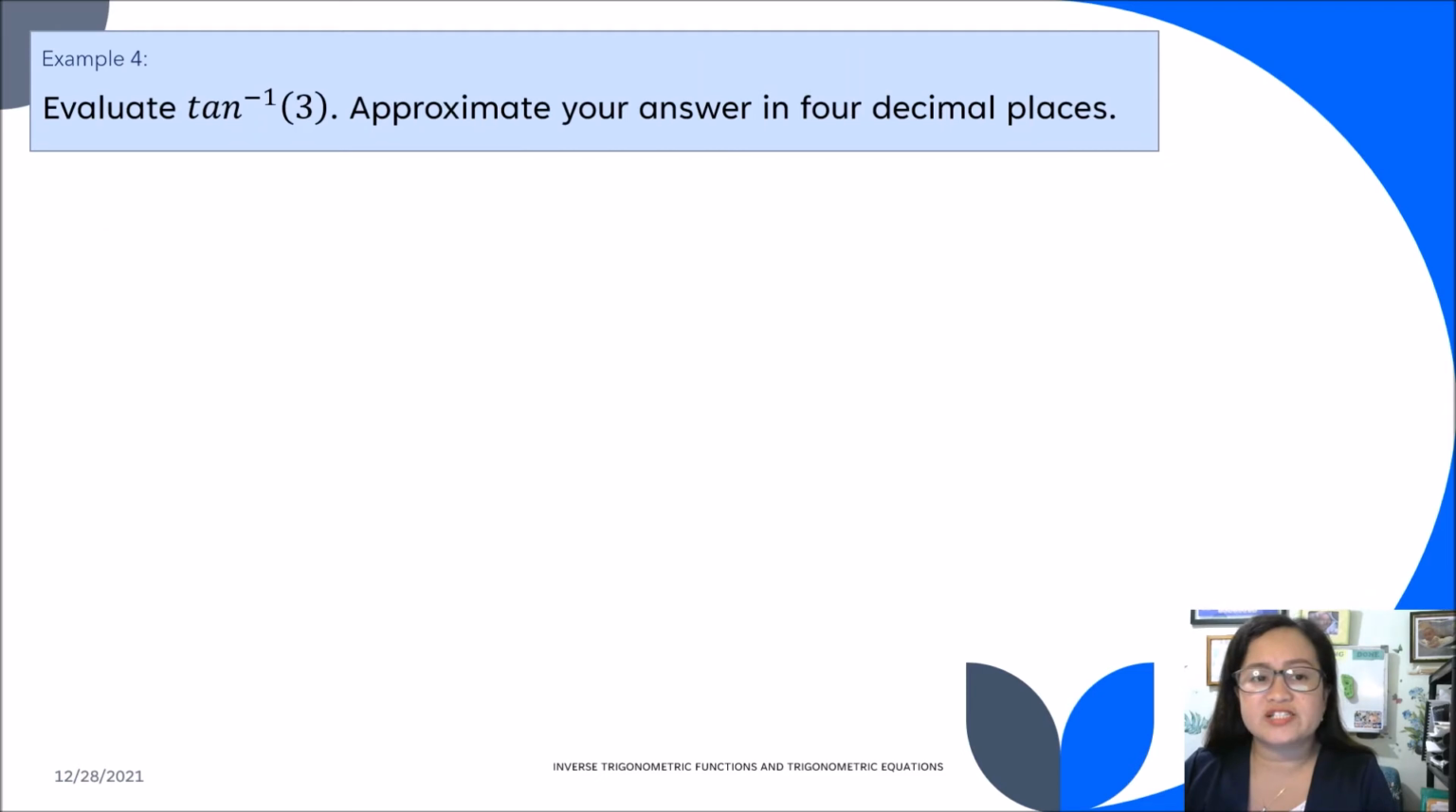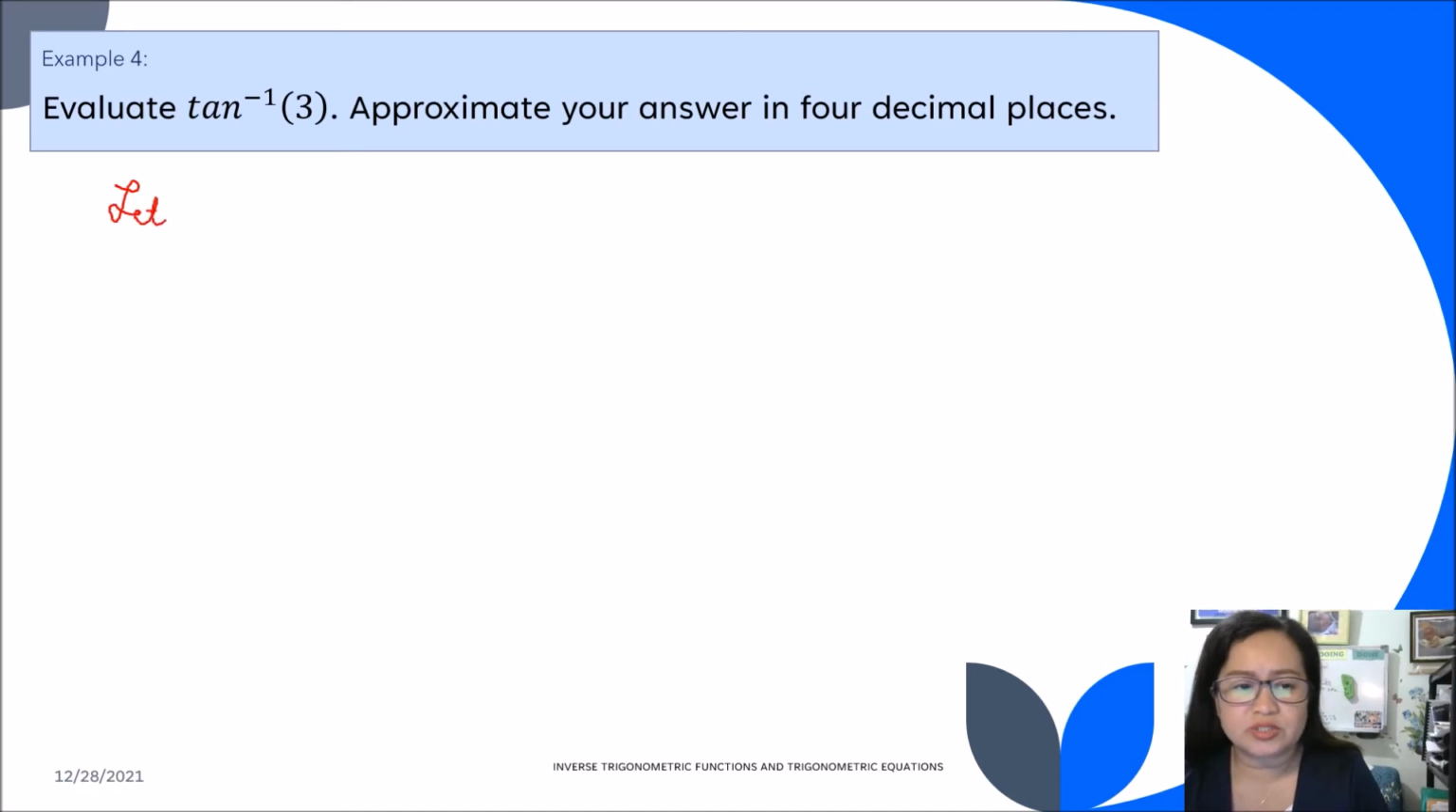In the previous examples, we were dealing with special angles and quadrantal angles. This time, what if we do not have 60 degrees, 0 degrees, 30 degrees, and so on? Let's have example number 4. Evaluate the arctan of 3 and approximate the answer to 4 decimal places.